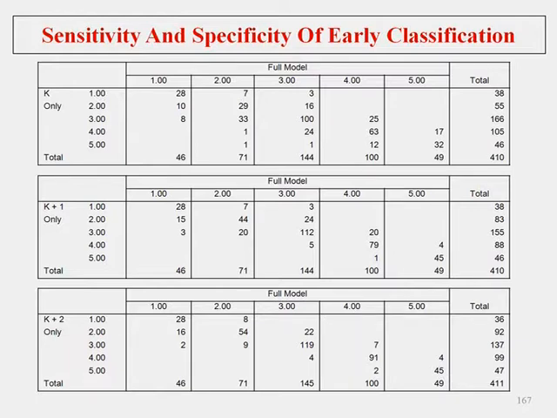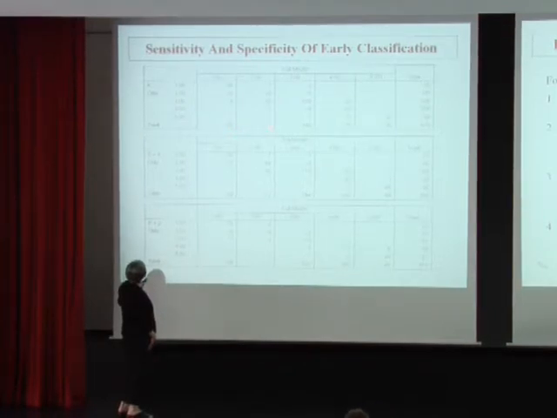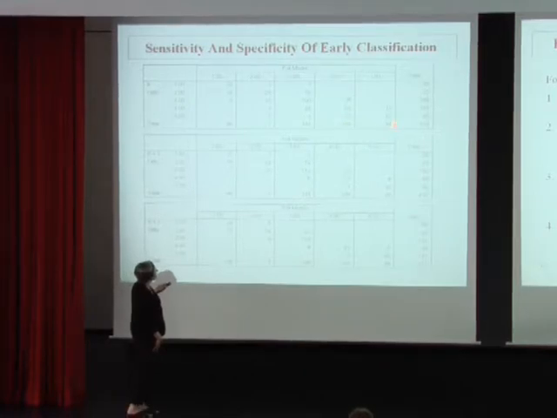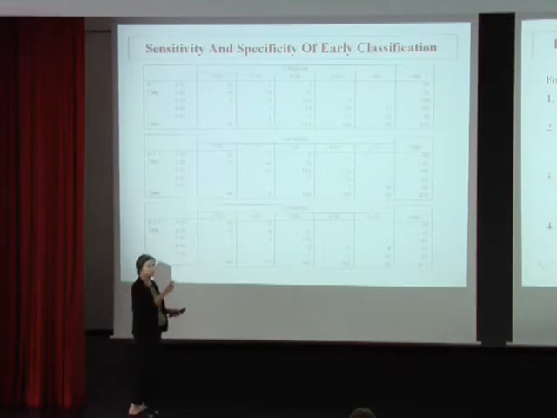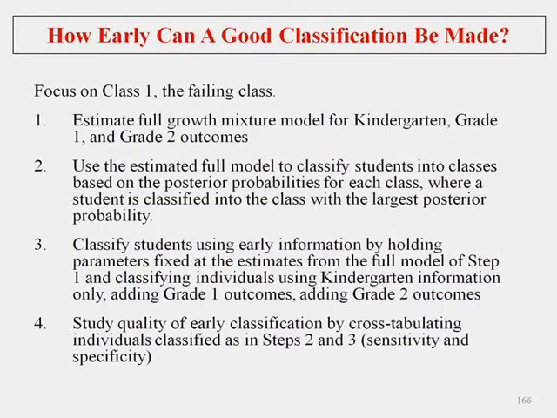So we have 46 people in class 1, 71 in class 2, 144 in class 3, 100 in class 4, and 49 in class 5. So that's the first step, is to get most likely class membership. Then the next step is to take the parameter estimates from that full model, but fix the estimates from the full model of step 1 using only kindergarten information.